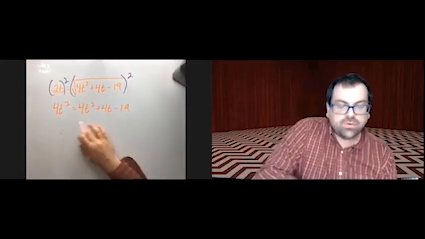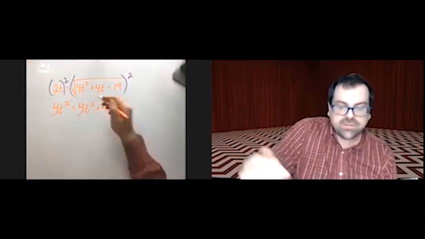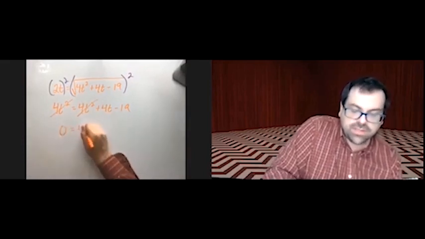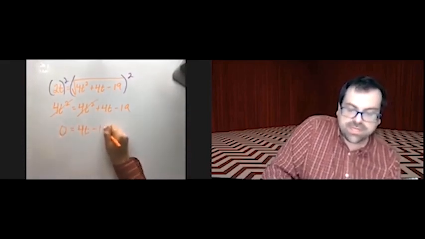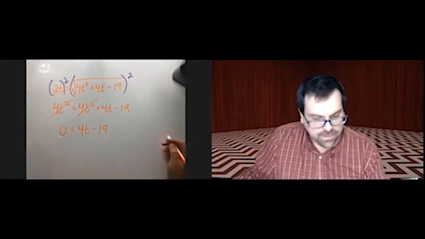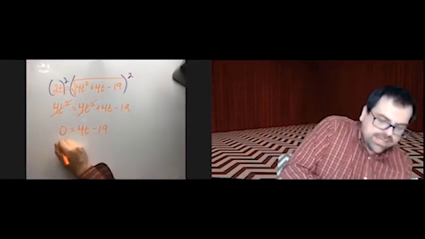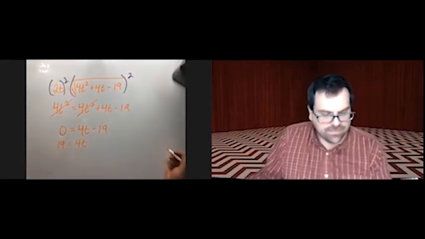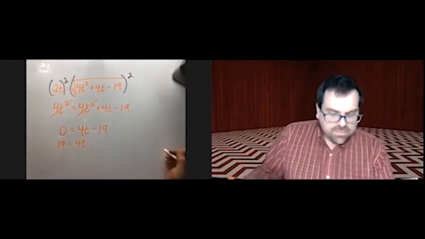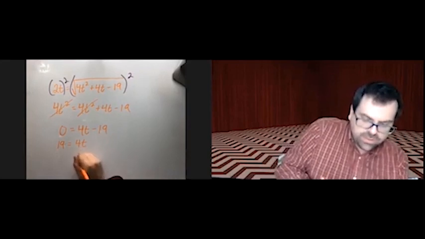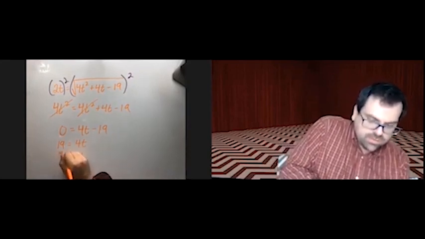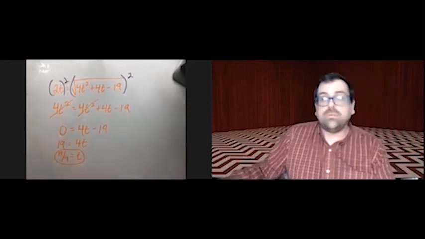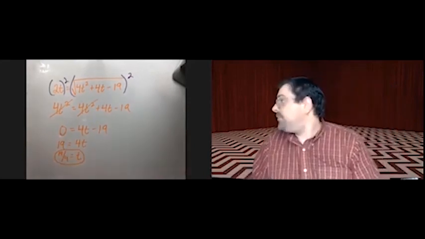If we subtract 4t squared from both sides, those cancel away. We're left with 0 on the left equals 4t minus 19. Add 19 to both sides, 19 equals 4t. Divide both sides by 4. T equals 19/4.